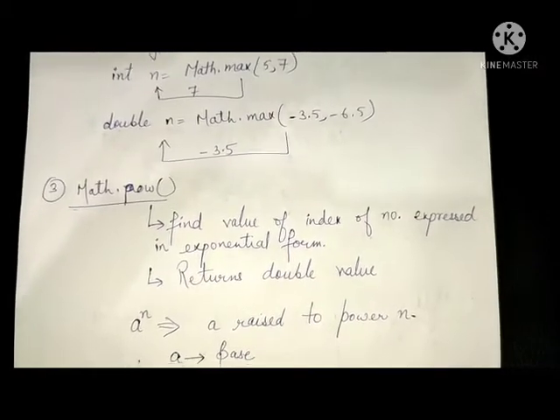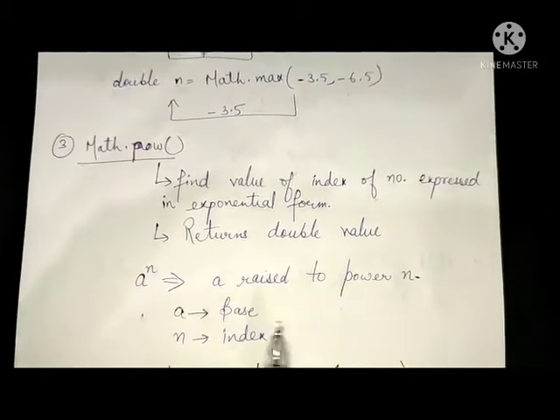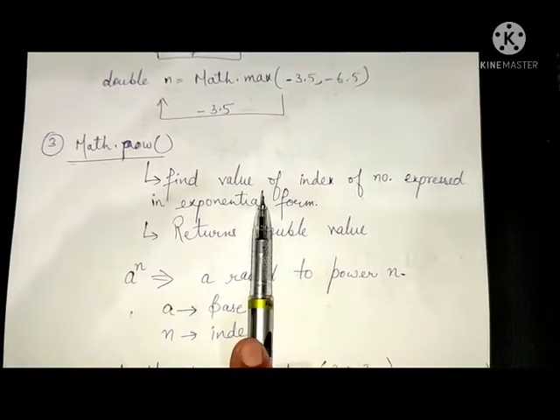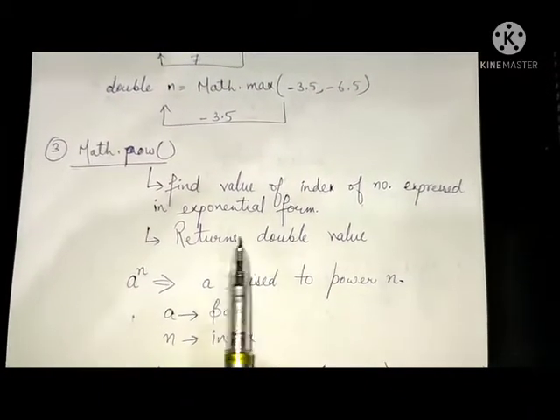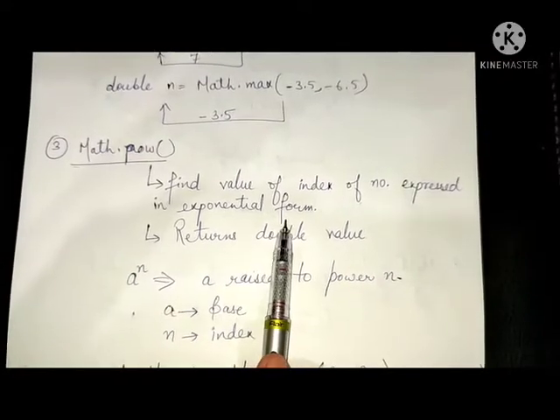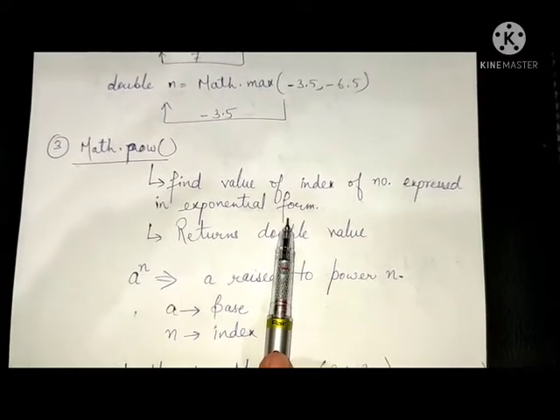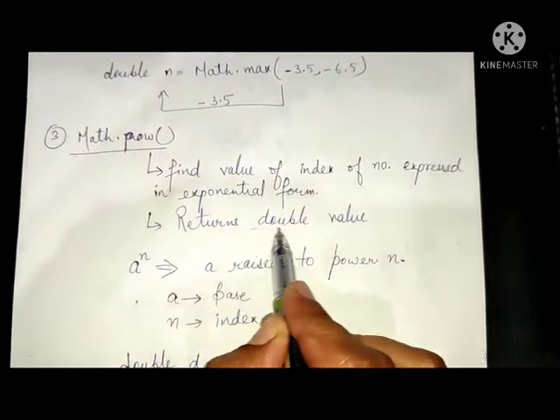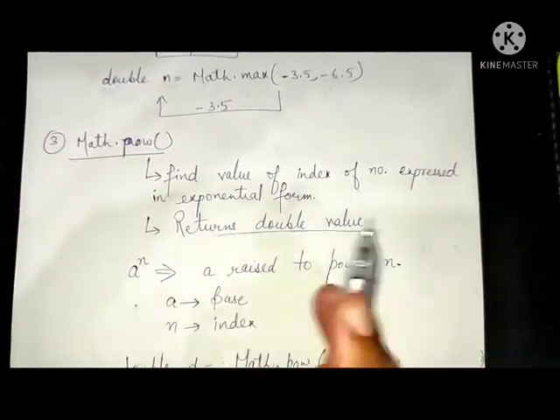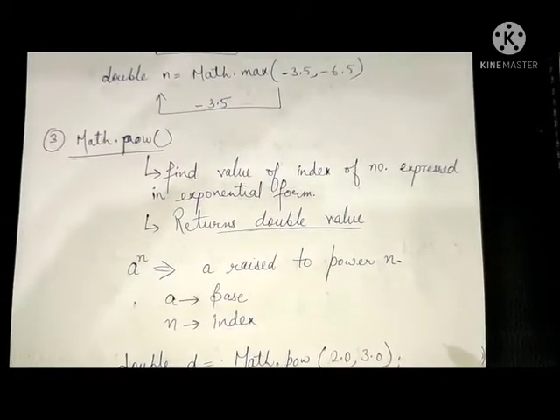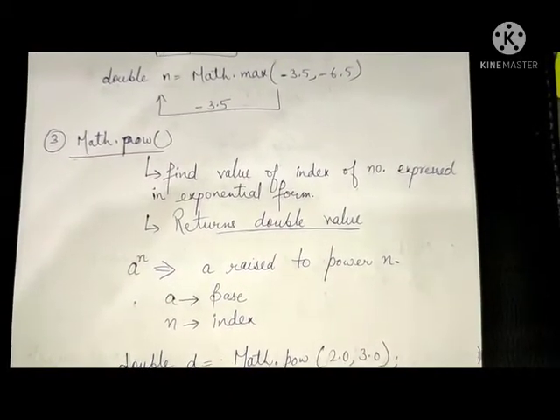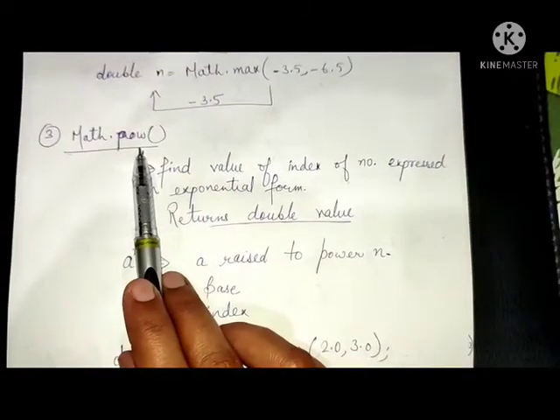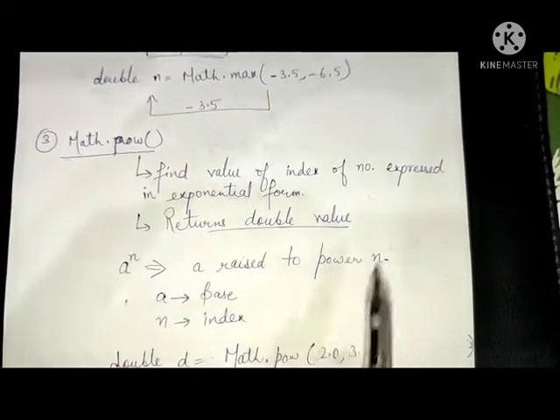Third function is math.pow, that is pow method. It is used to find the value of the index of the number expressed in exponential form. Yes, it calculates the power of a number. It returns always double value. It is very important. In the max and min methods we have just done, the value returned depends upon the inputs, but here the pow method always returns the value of double type.